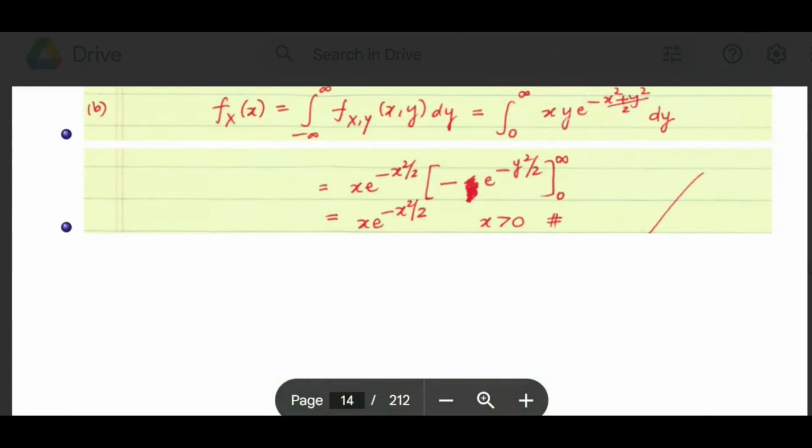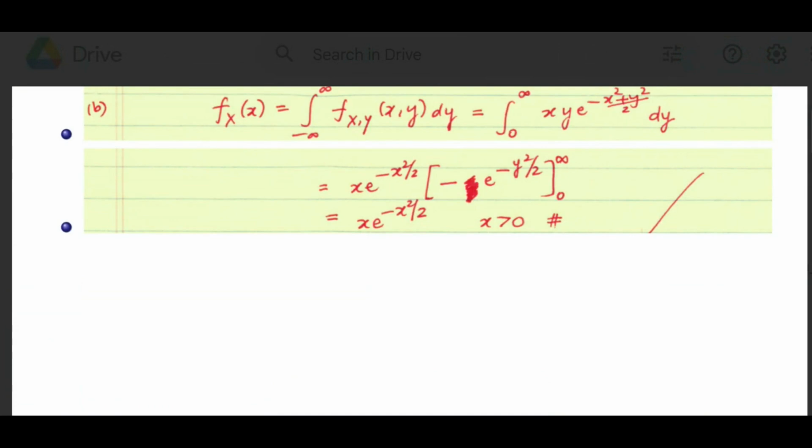I have dragged every non-y thing outside the integral, yielding a simple integral of y e^(-y²/2), which we all know from the previous argument integrates to this. And you replace y from 0 to infinity. That was the limit with respect to y. So you actually end up with a density like this. I know there's a lot of symmetry going on and it looks kind of confusing, but everything checks out.